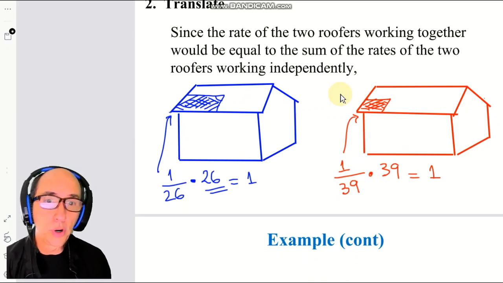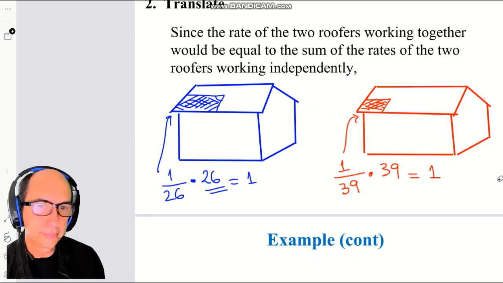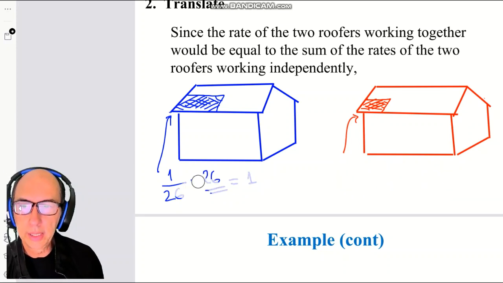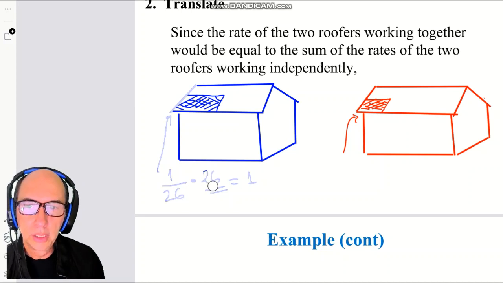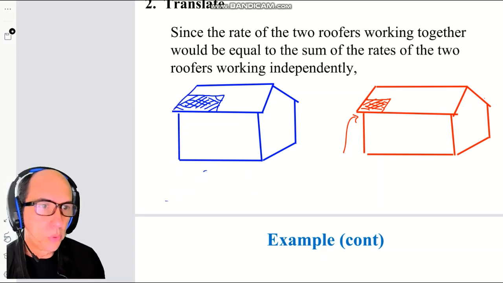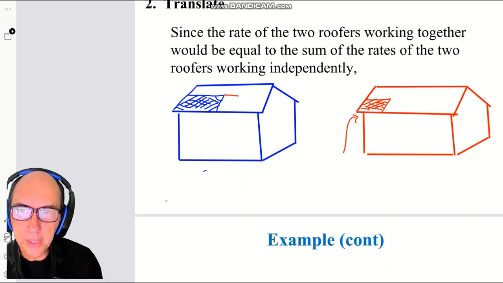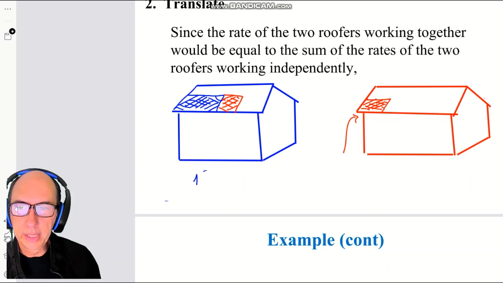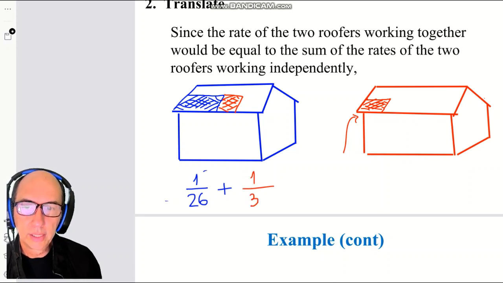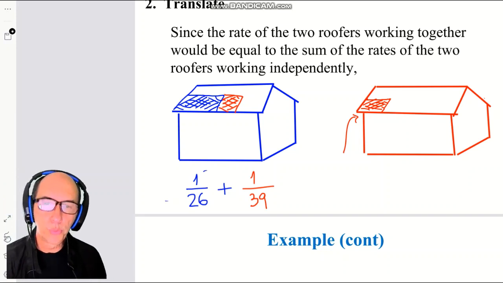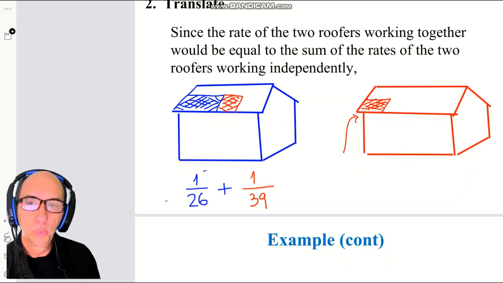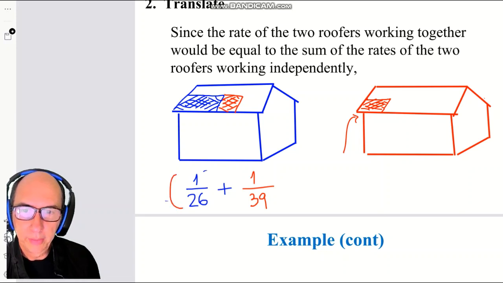Okay, if they work together, let's look only at the blue house. They are working together here at this blue house. If they work together, they will complete this, the experienced roofer, plus this, which is the work of the beginner. That represents 1 over 26 plus 1 over 39. That's how much of the whole roof they will complete working together. And to find the time they need to spend, if you multiply this times the time, you're going to have the whole roof.